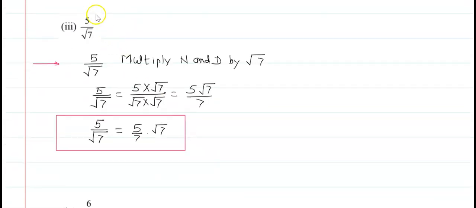Now the next is 5 upon root of 7. Multiply numerator and denominator by root of 7. 5 root 7 upon root 7 into root 7. What is root 7 into root 7? That is 7. Therefore 5 root 7 upon 7, and we get the answer 5 upon 7 into root of 7.